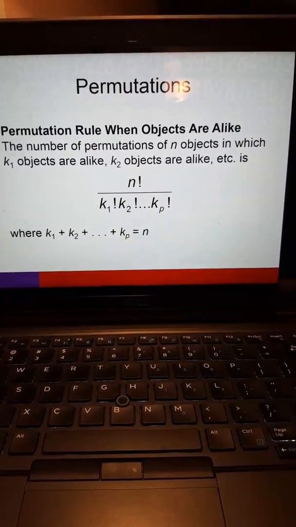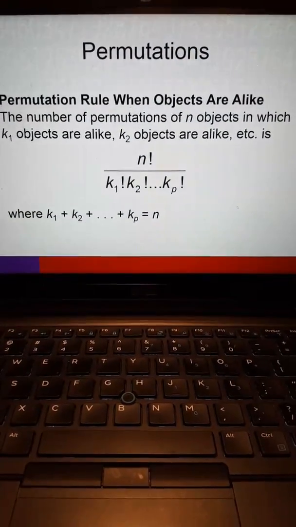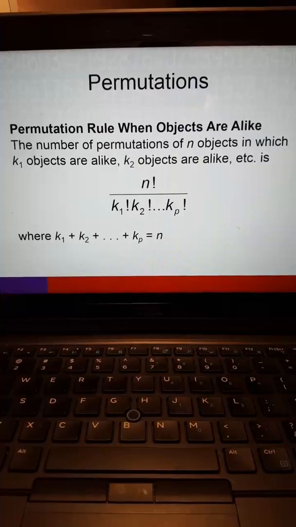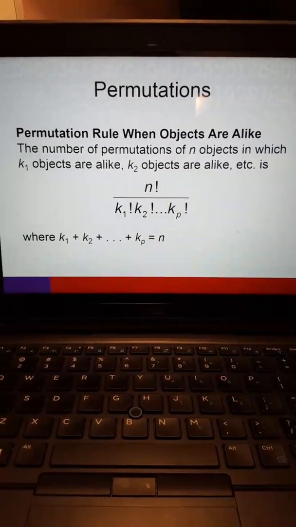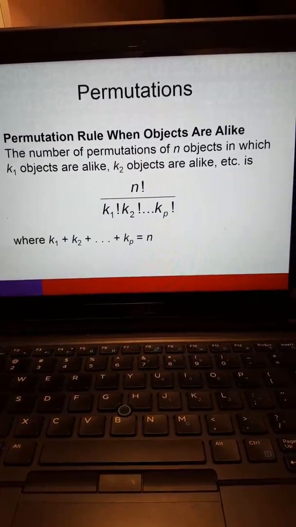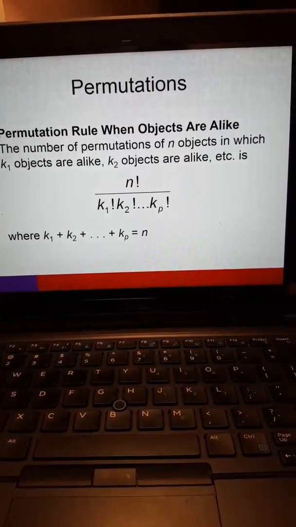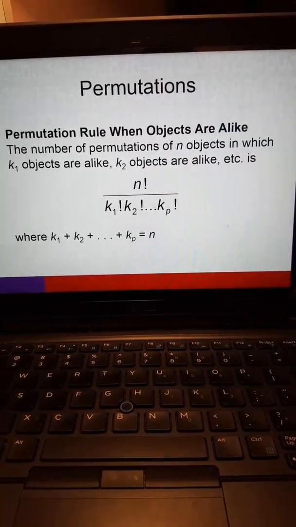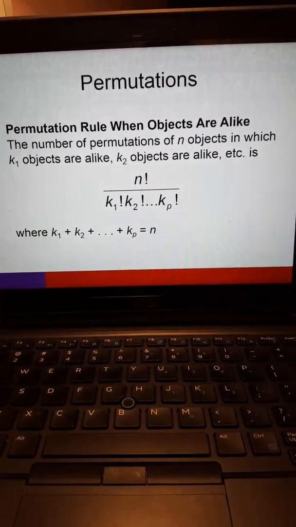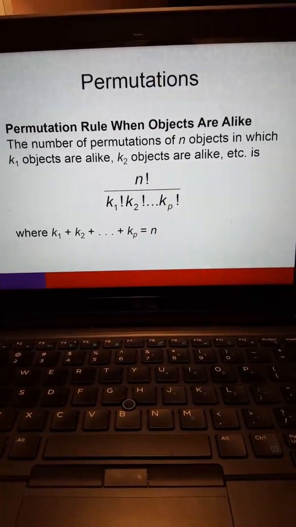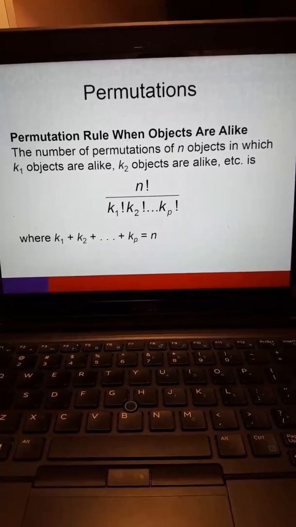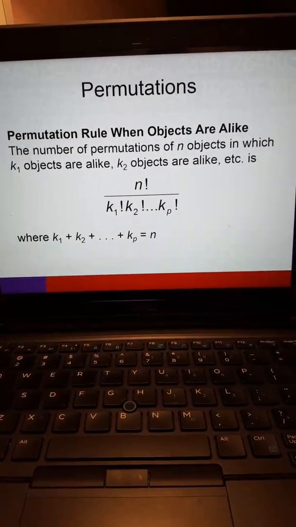All right, so the last thing we have for our section is going to be permutations. We're going to use the permutation rule with objects that are alike. So the number of permutations of n objects in which K1 objects are alike, K2 objects are alike, and etc., we're going to use n factorial over K1 factorial, K2 factorial, all the way to whatever you need to use. So in this case, we're going to have K1 plus K2 plus whatever all the way up to KP, which is going to equal n.